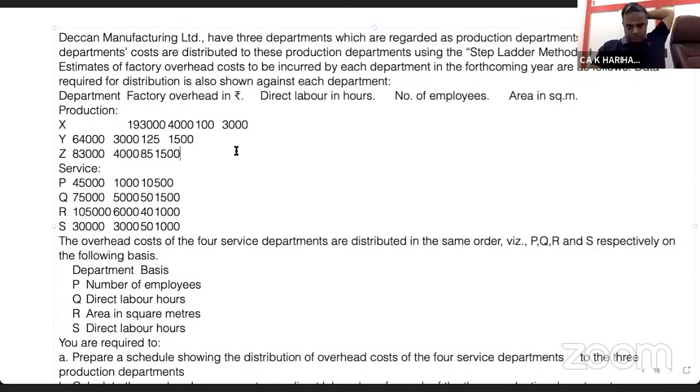Okay. Information available. Department related info available. Production departments, under service departments XYZ, PQRS. Overheads of the department. Slight alignment error, you can check. Visible?